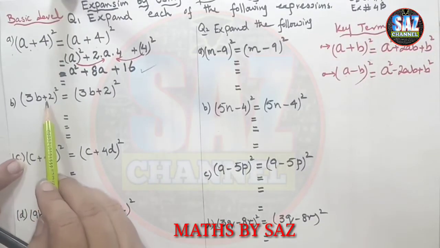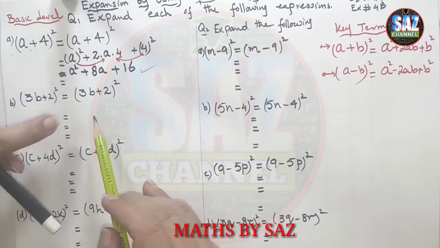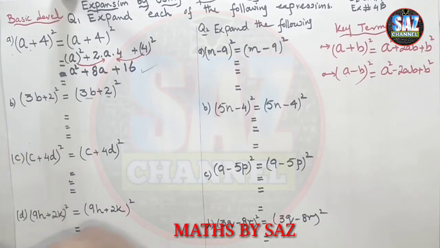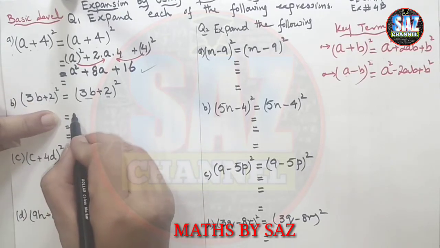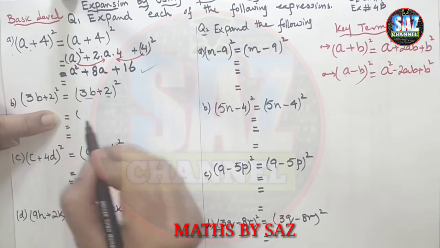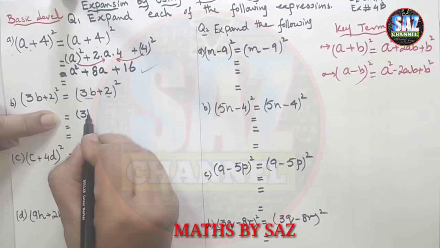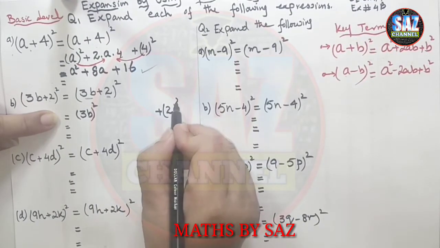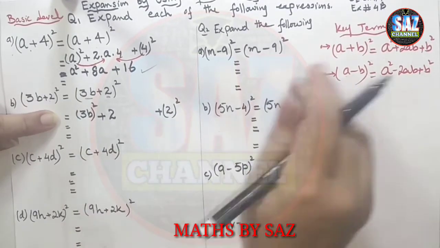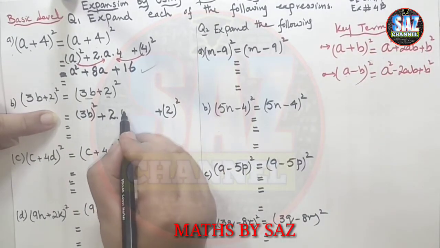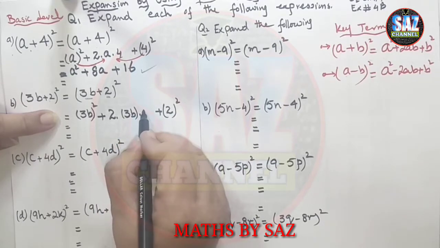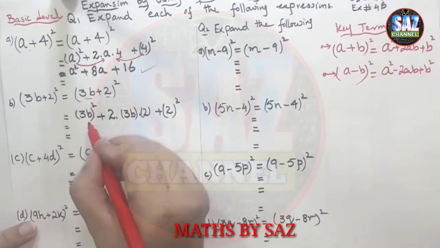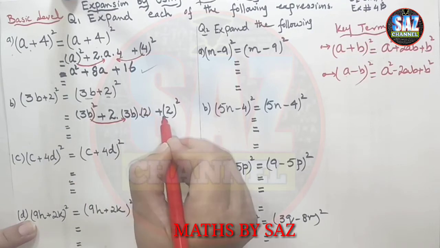Next question is (3b + 2) whole square. Compare it with the identity. a of the question is 3b and b is 2. So write the values in the identity or formula. According to the rule, I will write a square, that is 3b whole square, plus b square, that is 2 whole square, and at the middle place I have to write 2. a will be from the first bracket, that is 3b, and b will be from the second bracket, that is 2.